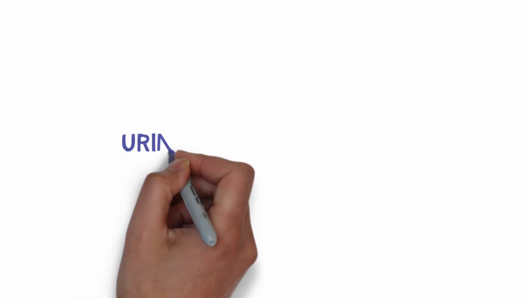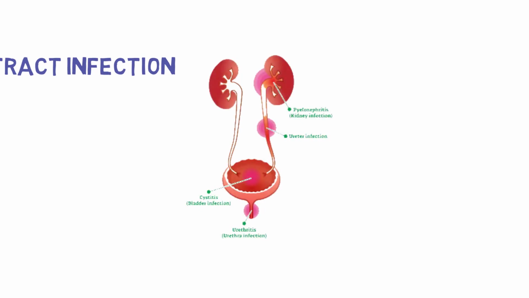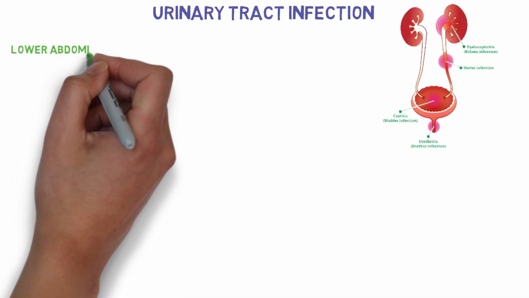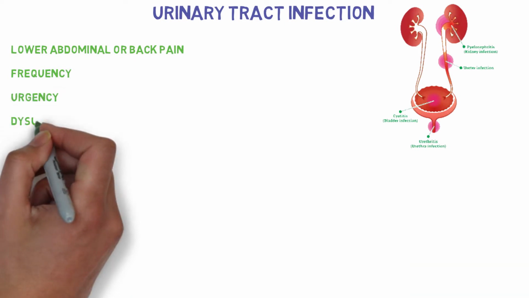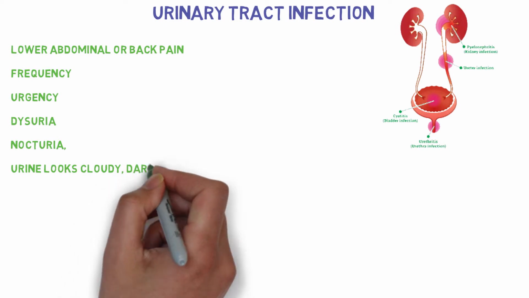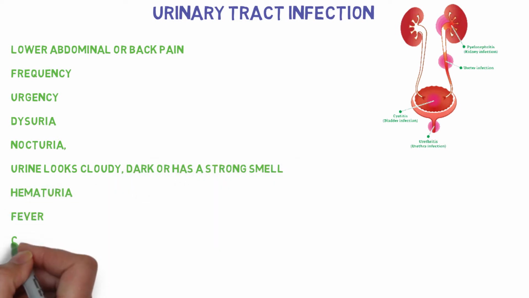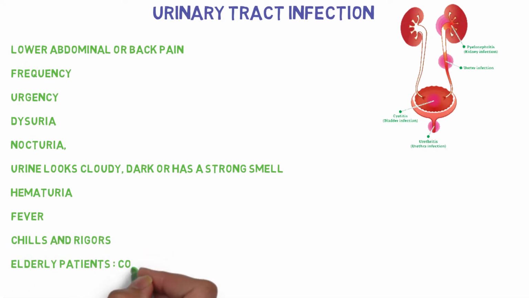Let's discuss urinary tract infection. The urinary tract infection is an infection of the bladder, kidneys or urethra. Symptoms are lower abdominal or back pain, frequency, urgency, dysuria, nocturia. Urine looks cloudy, dark or has a strong smell. Hematuria, fever, chills and rigors. In elderly patients, it can cause confusion or delirium.